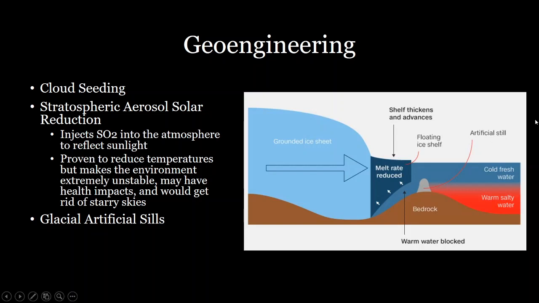And one way to potentially do that is by setting up an artificial sill. That's creating an underwater seawall that would help prevent that warm water from reaching the glacier. That warm water doesn't like to move up into this upper area, and instead likes to move along the bottom of the ocean. And so if we put up a wall, we might reduce the amount of influx of that heat.